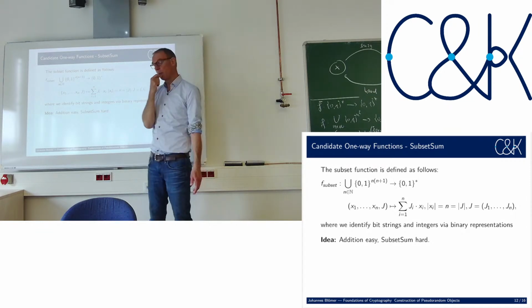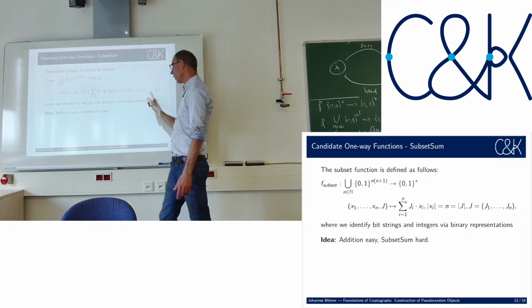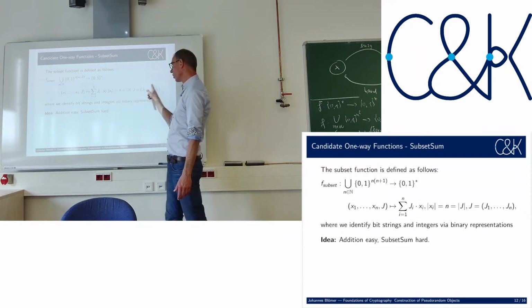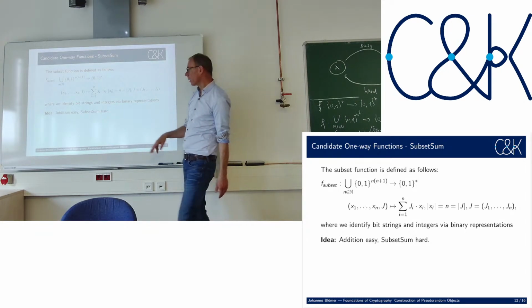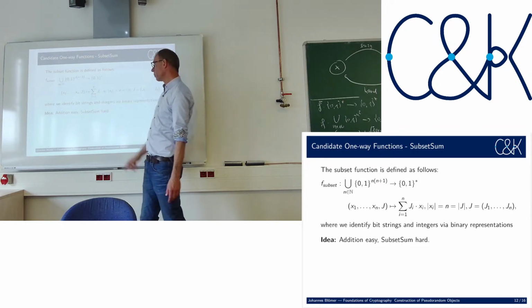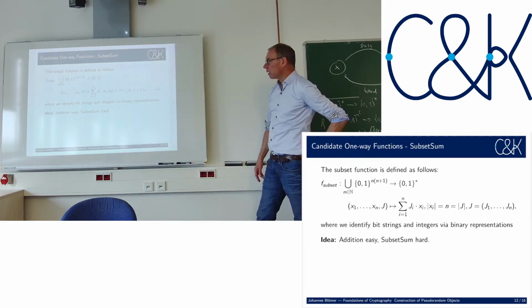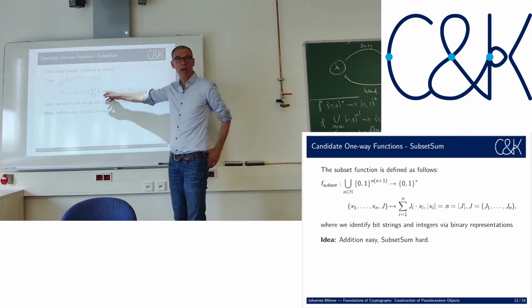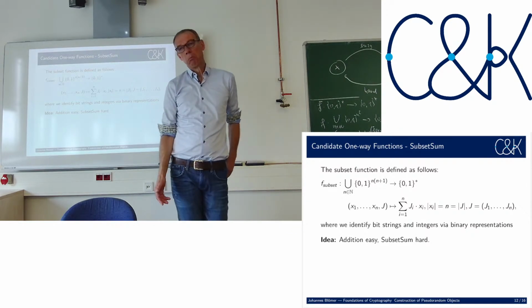That's why it's called the subset sum function. So we can identify bit strings with integers, but we can also identify bit strings with subsets. And then we'll sum up a subset. Okay, and this is a function. It's obviously easy to evaluate because all you have to do is add up n integers. We know how to do that.